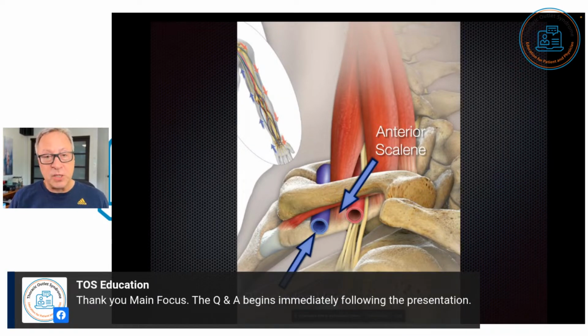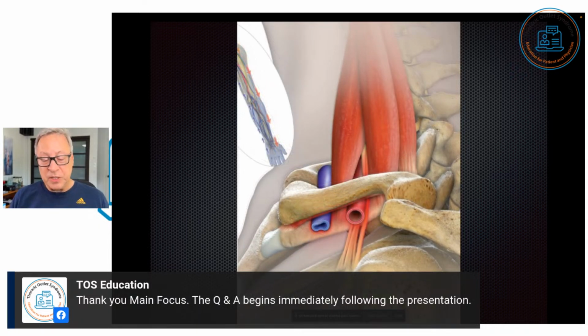Take a look a little bit to the right, and you'll see the scalene triangle with the artery in red and the brachial plexus going through it. And you can imagine how these spaces are close, but they're not the same space, and they're affected by different structures. That's why it's important to know and understand the prescalene space.